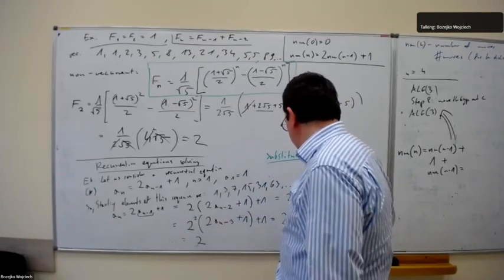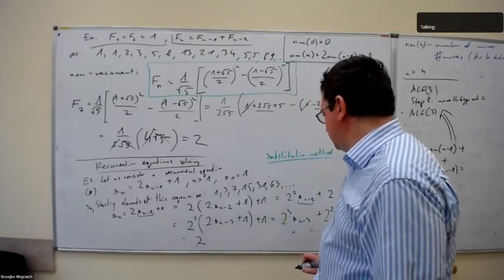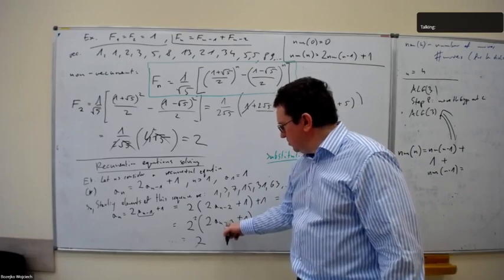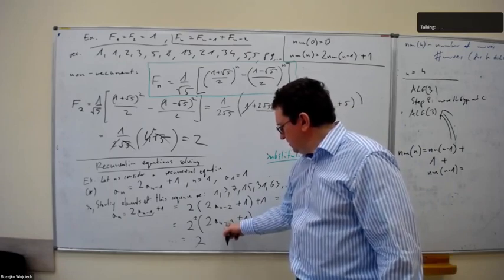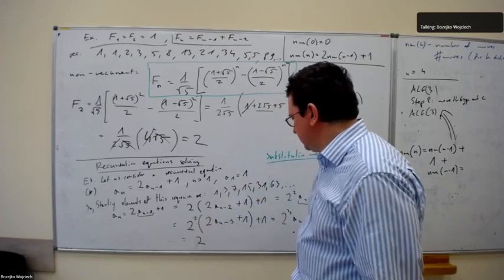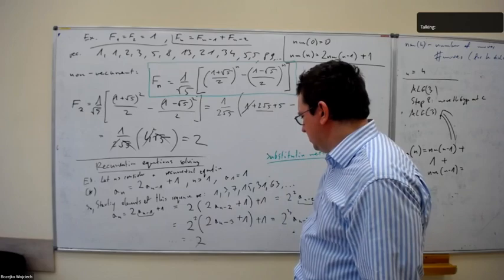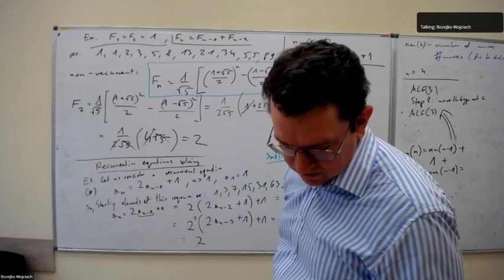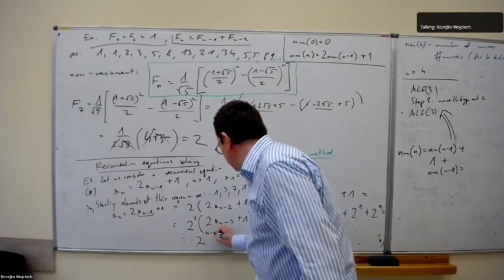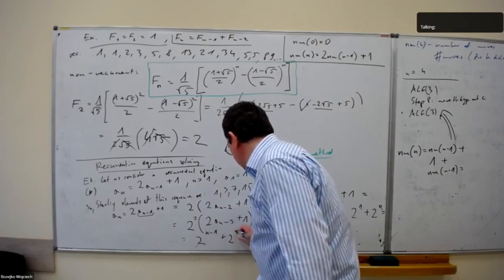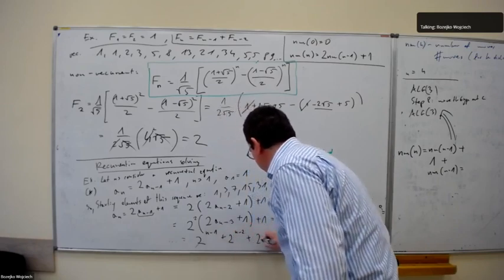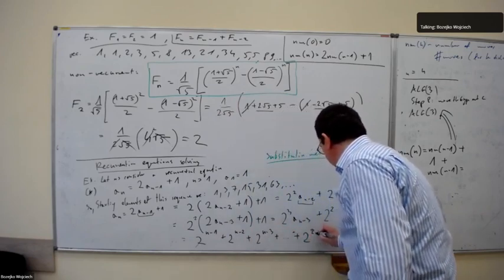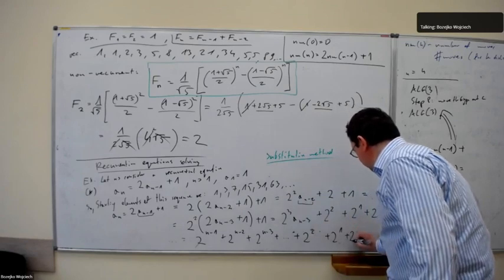So after this and so on, what will be the number of steps? If we have n minus 3 here, we'll obtain one less. So if we finally write to the end, we'll obtain 2 to the power of n minus 1 plus 2 to the power of n minus 2 plus 2 to the n minus 3 and so on, plus 2 to the power of 2, 2 to the power of 1, and plus 2 to the power of 0.